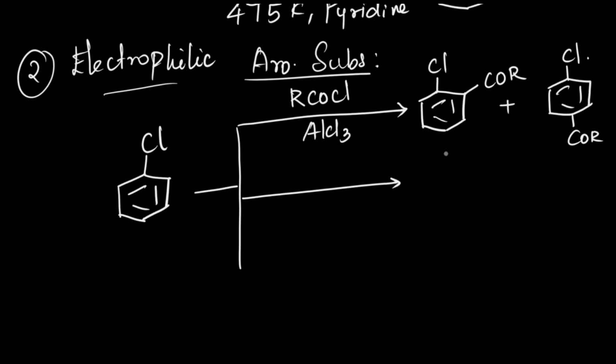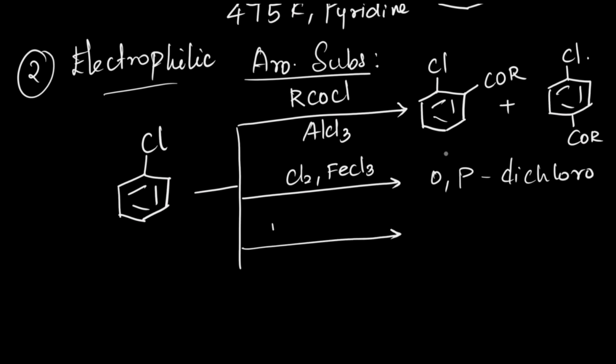Similarly, if I am treating it with Cl2 with FeCl3, it will again give ortho and para substituted dichloro products, because already I am having chlorine, it will give you dichloro product. Then if I am treating with nitro as an electrophile, then again ortho and para substituted nitrochlorobenzene.